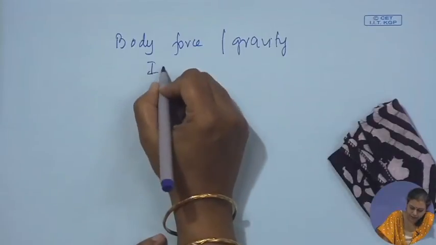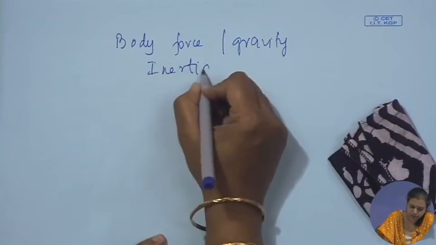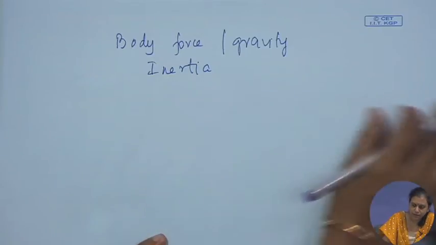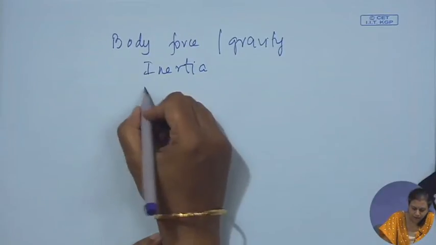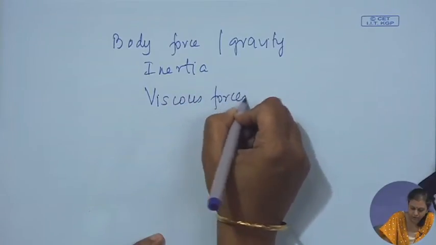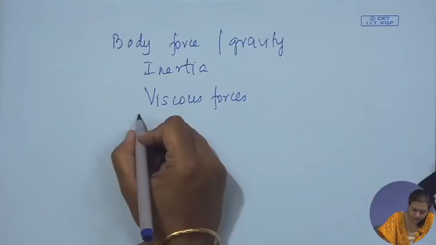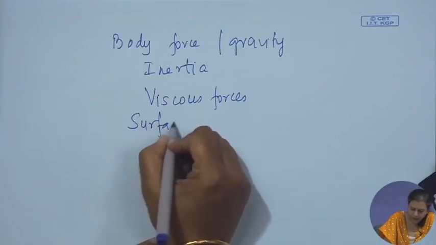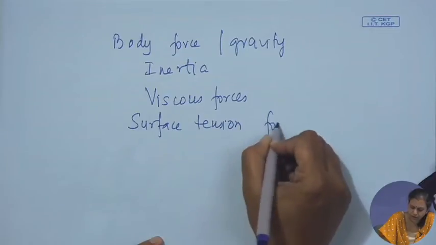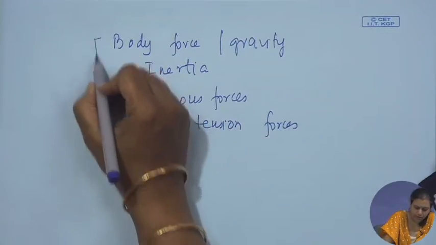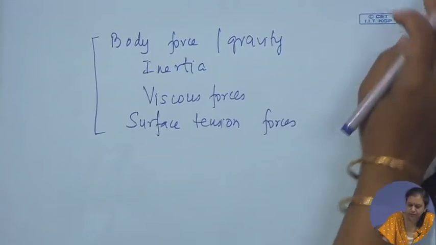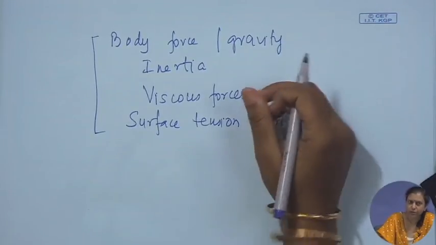Then there is inertial force. Definitely in a flow system, inertia is going to be quite important. Then viscous forces can also come into the picture. Normally in macro systems these surface tension forces are not very important, but mainly these are the four forces due to which we encounter the different flow patterns.